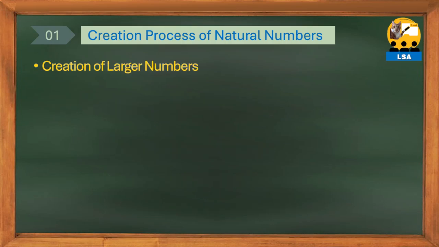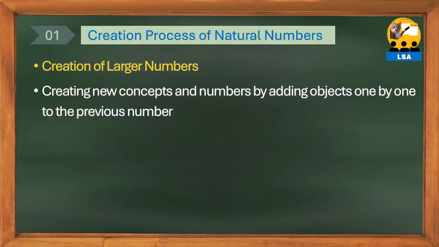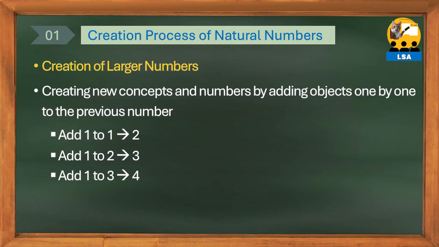Afterwards, we complete the natural numbers by creating numbers larger than 1. The method of creating larger numbers is by adding objects one by one to the previous number, creating a new concept and a new number. This process continues endlessly. By adding 1 to 1, we made 2. By adding 1 to 2, we made 3. By adding 1 to 3, we made 4. By adding 1 to 4, we made 5. And then by continuously creating numbers like 6, 7, 8, 9, we created the entire set of natural numbers.